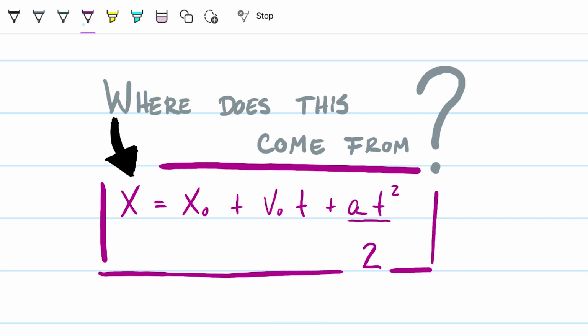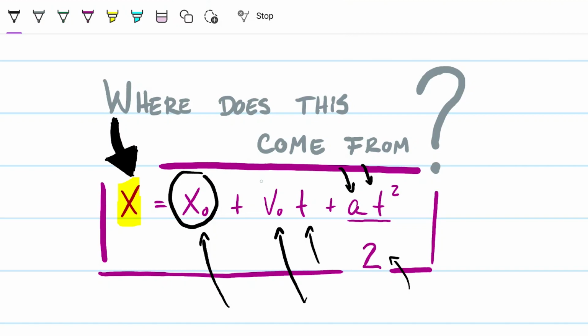What does this equation say? This equation says that the position at any given time will be equal to the original position plus the original velocity times the time that I'm interested in, plus the acceleration times the time squared over 2. So if I want to know the position at time equals 3 seconds, I would take the original position, it does not change. I would take the original velocity that does not change and multiply that by 3. I would take the acceleration, that in this case does not change, and I'll multiply that by 3 squared and divide the whole thing by 2.